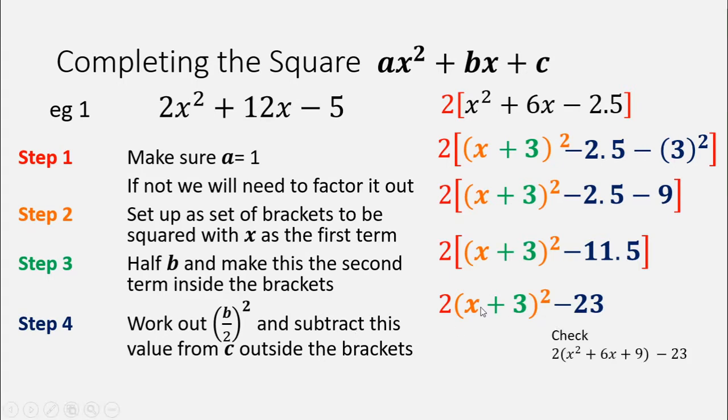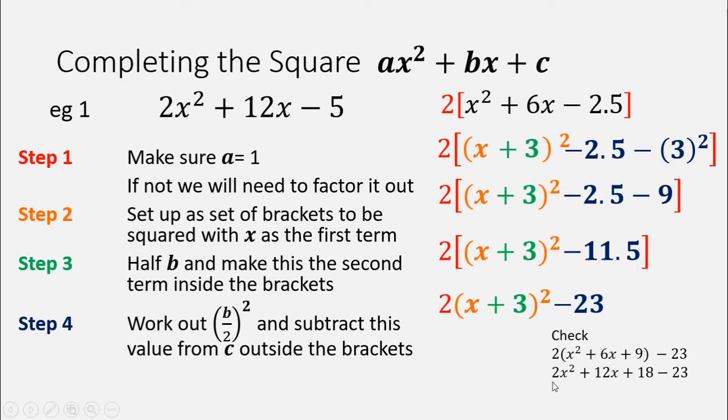2 times, and then I've expanded out my brackets. I've done x plus 3 times x plus 3. I didn't just square the x and square the 3, because doing that I would miss out this middle term, which was x times 3 and 3 times x. That gives me my 6x. And I've got my minus 23 on the end. I don't need to multiply that through by the 2 because I already have it up here. But I do need to multiply this bracket through by 2. So 2 times the x squared, 2 times the 6x, and 2 times the 9.